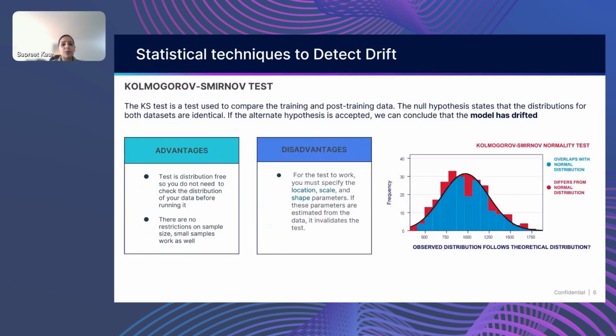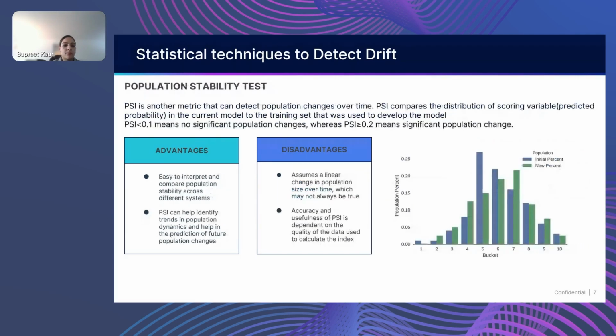One of the disadvantages of this test is definitely that you need to specify some parameters about the data, like location, scale, and shape. Sometimes, especially in larger data sets or big data, this might not be possible, which is fine. But if it is, then you can use the KS test.